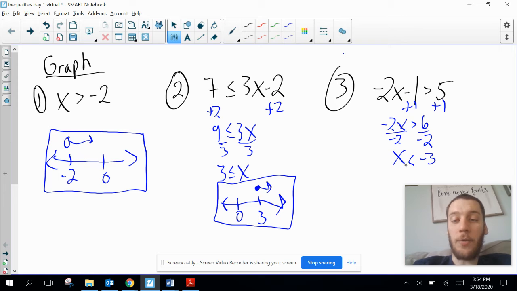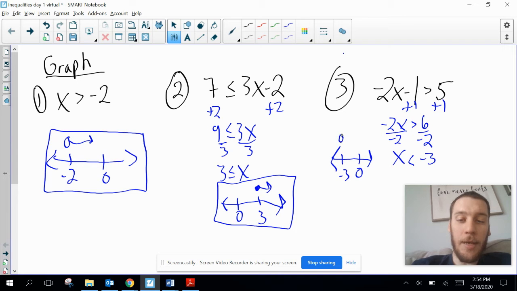And now I can graph this. I know it's an open circle because it's not or equal to. I'm going to put 0 on the graph. Open circle at -3, and it's pointing at the x. X is less than, so pointing at the x means I'm going to the left. All right, we got finished.